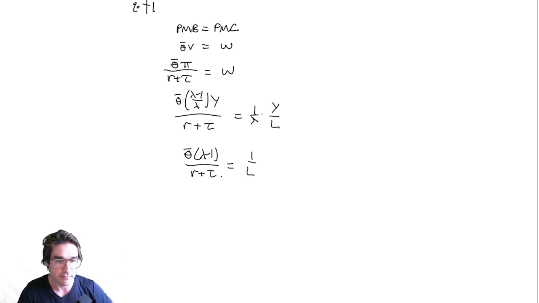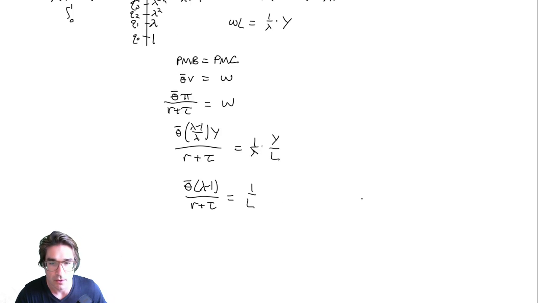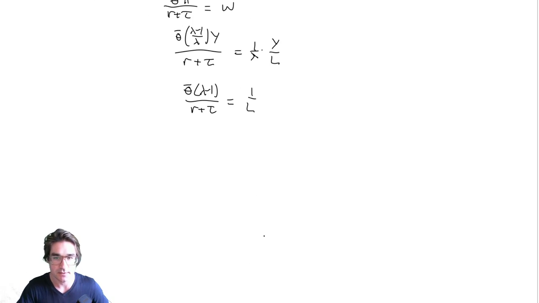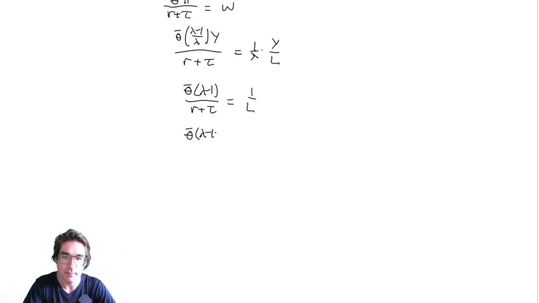All right, now we're really close because we know everything. We know that tau is equal to theta bar times r. We know that l is equal to 1 minus r. We can plug those in here. Okay, so let's do that. So theta bar lambda minus 1 over r plus theta bar times capital R, okay? And then this is 1 over 1 minus r.